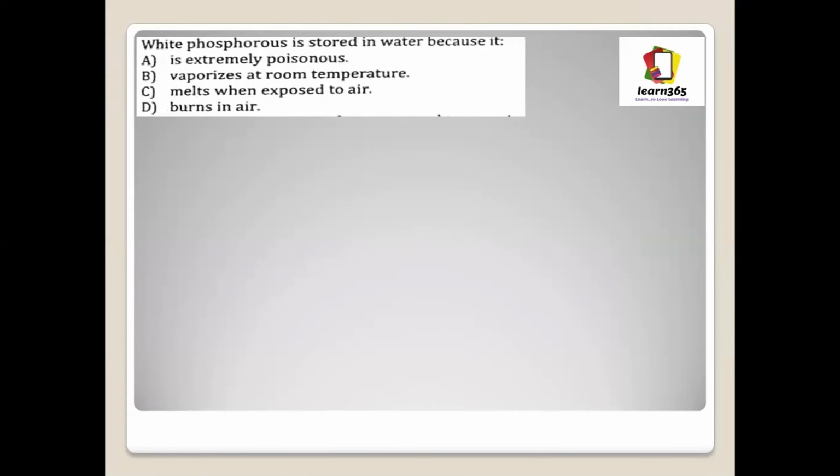White phosphorus is stored in water because it is extremely poisonous, vaporizes at room temperature, melts when exposed to air, or burns in air. Start.